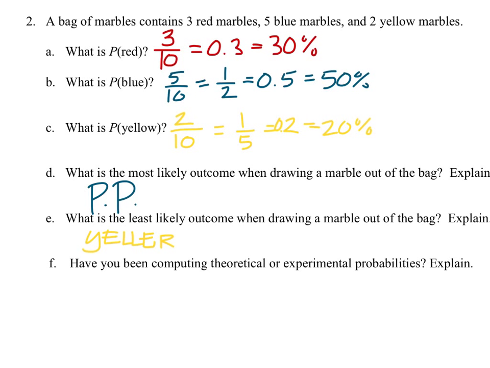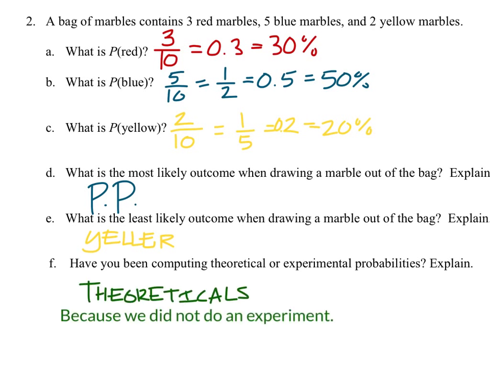Have you been computing theoretical or experimental probabilities? This one would clearly be theoretical, because we didn't actually do anything. We just found the marbles that were inside the bag. We didn't actually put them in a bag and pull them out. So those are simply theoretical.